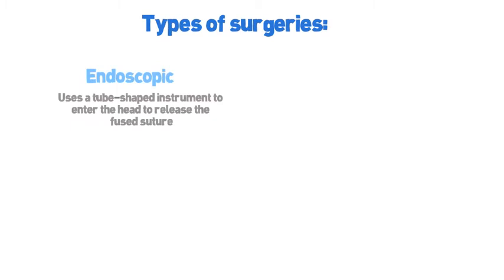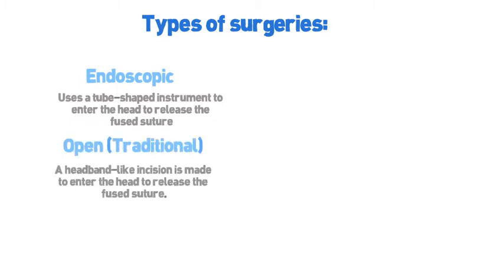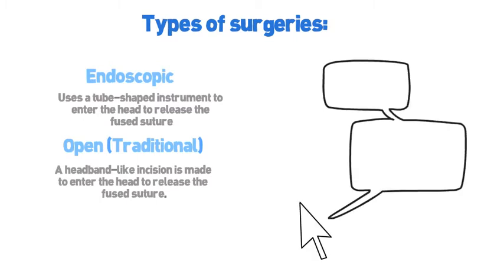The surgery to correct coronal synostosis can be endoscopic, which uses a small tube to go into the head and release the fused sutures. Also, a traditional open surgery can be performed where a headband-like incision is made and the fused suture is released.